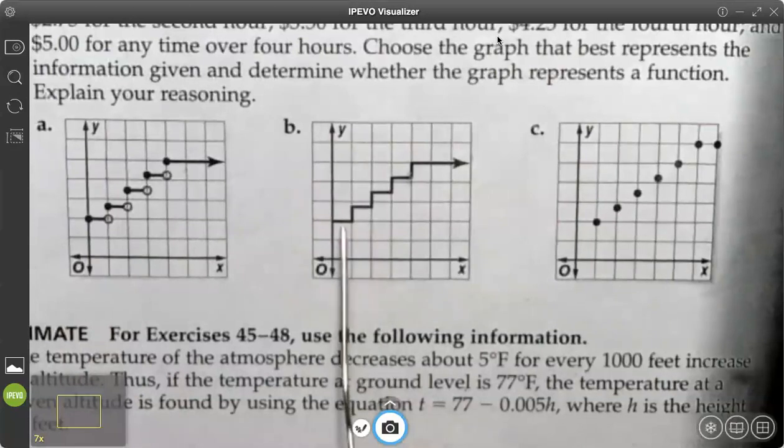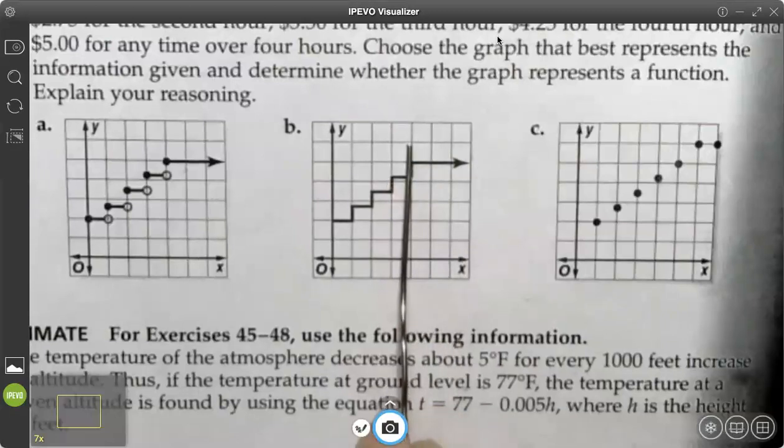B is not a function because of these stair steps. At my x value of 1, I got multiple y values here. My x value of 2, multiple y values. My x value of 3, multiple. My x value of 4, multiple. And from here over, we're good. But here, here, here, and here make it not a function.